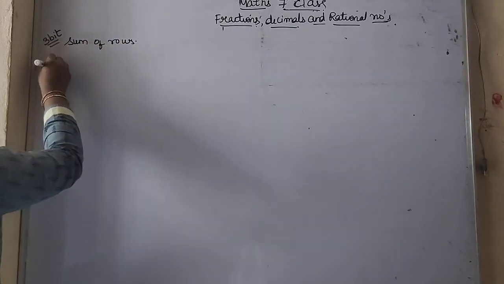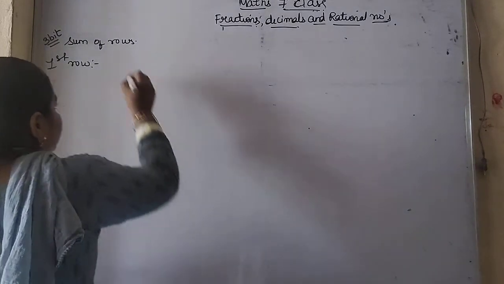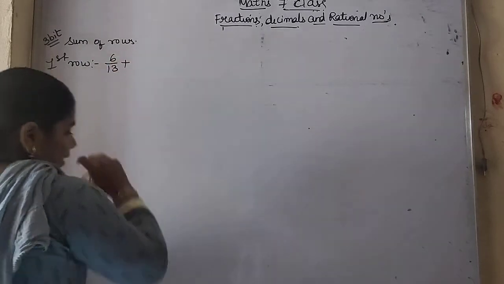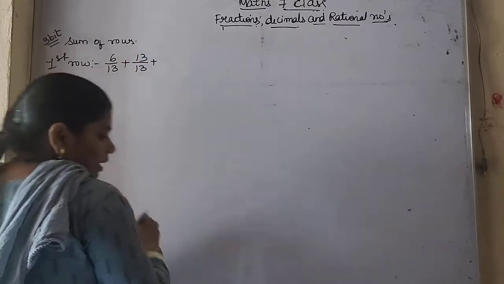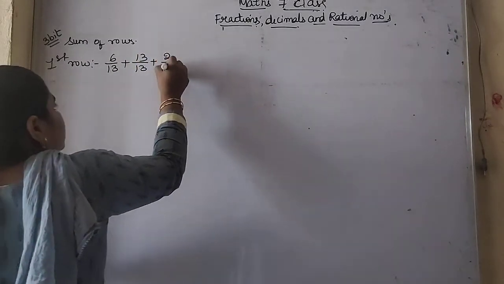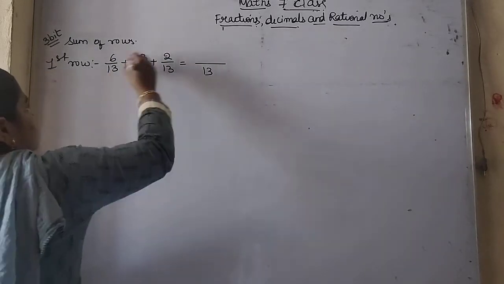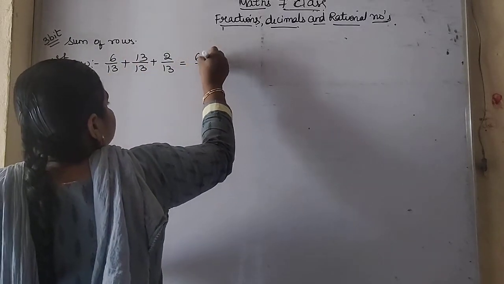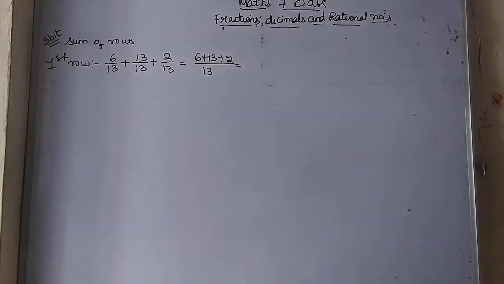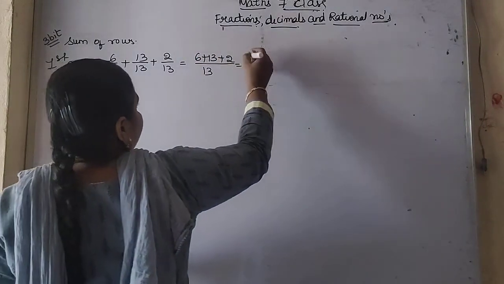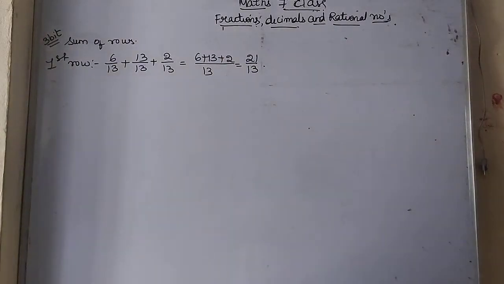So first row I am taking. So what is first row? That is 6 by 13 plus 13 by 13 plus 2 by 13. So if you do addition, all the denominators are equal, so you will get 13 itself. So add the numerators, 6 plus 13 plus 2. So that will be equals to how much? 13 plus 2 is 15. 15 plus 6 will be 21. So that will be 21 by 13. So the first row you got 21 by 13.